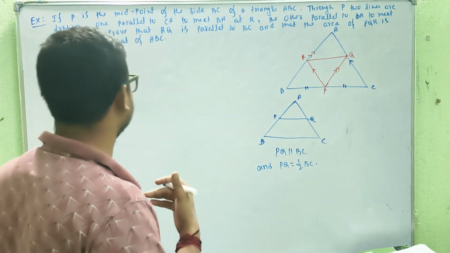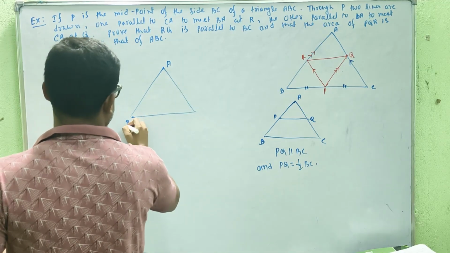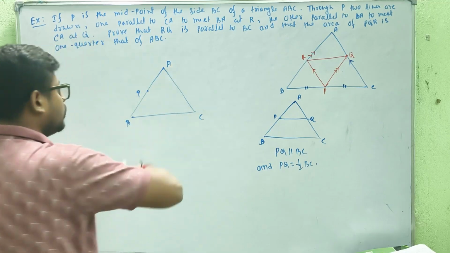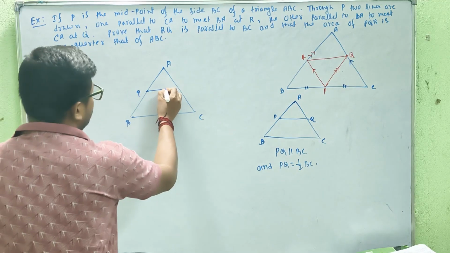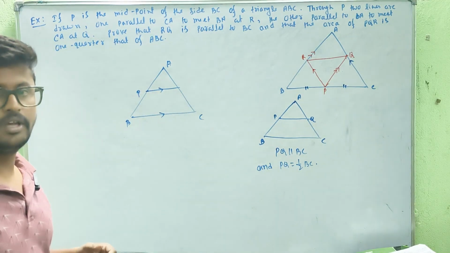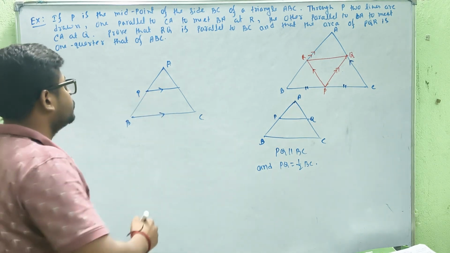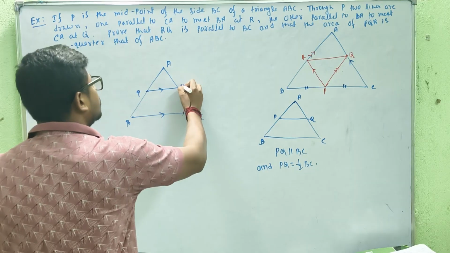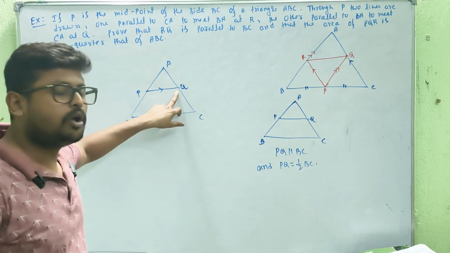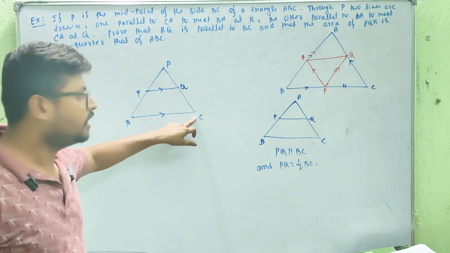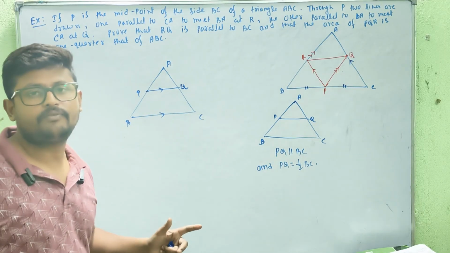The converse of the midpoint theorem states that suppose this is a triangle ABC, and suppose P is the midpoint of AB. We assume that P is the midpoint of AB, and through P a line is drawn which is parallel to BC. Suppose this line intersects the side AC at Q. Then the point Q will also bisect the third side AC, and its length is half of the third side. This is the converse of the midpoint theorem.